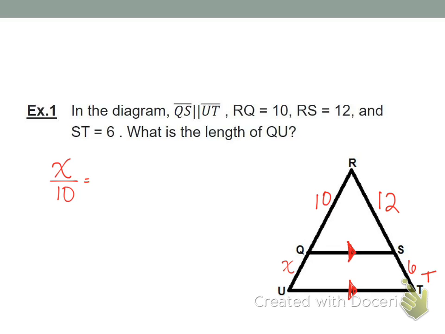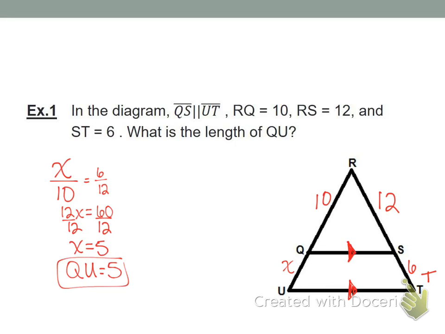What do you think my other ratio needs to be? Good, 6 over 12. We should be pretty good at cross multiplying at this point and solving one-step equations. We get that X equals 5. Well, it wasn't necessarily just X we wanted. They wanted us to call it QU. If you were to leave it as X, that'd be fine because we labeled it over here.